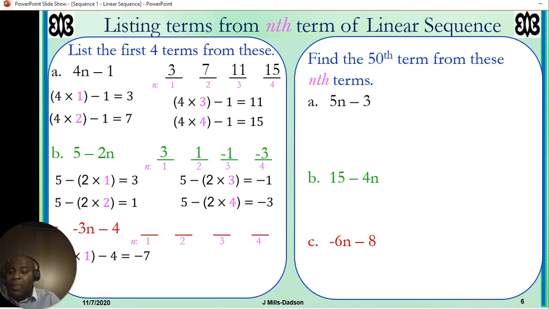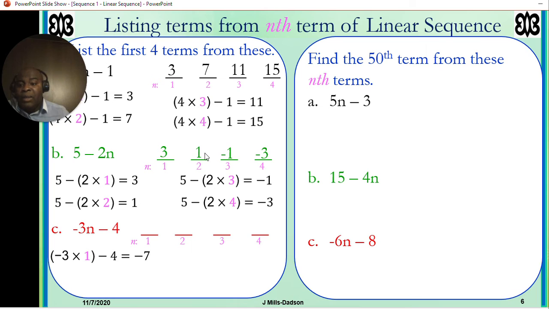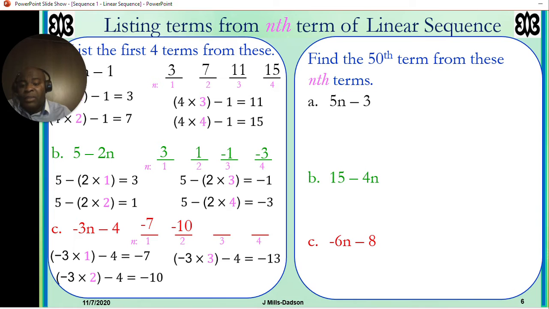Next one is -3 times 1 in bracket. Then you take away 4. That will give us -7 as the first one. Substitute 2, -10. Substitute 3, -13. Substitute 4, -16.